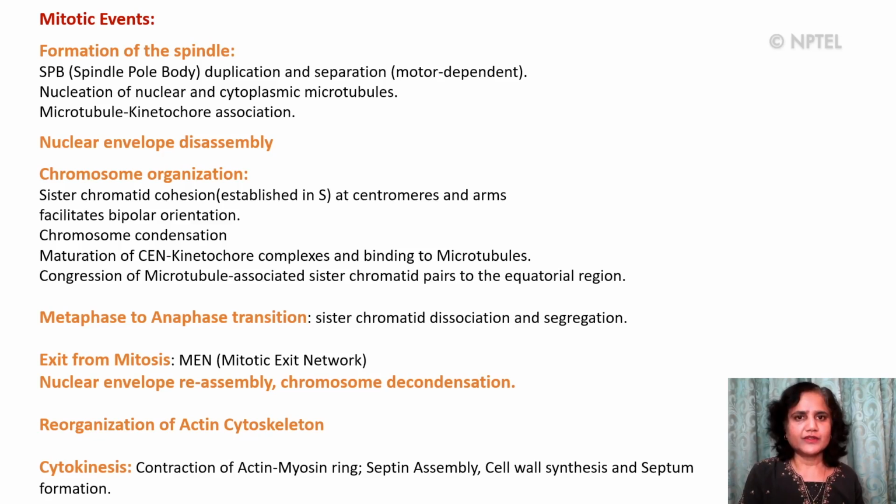And for this, there will be contraction of the actin-myosin ring. And in some other cell types, septin assembly is also important. For example, in fungal cells and plant cells, cell wall synthesis and septin formation also become important.